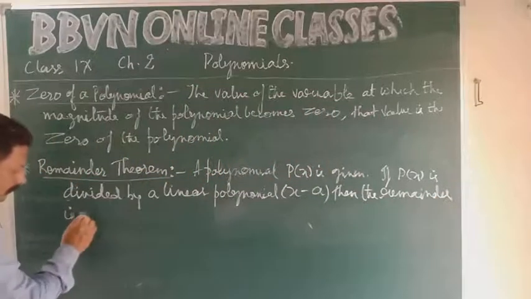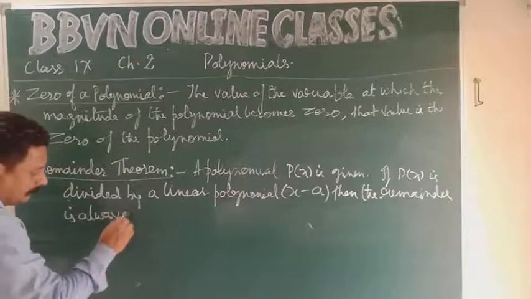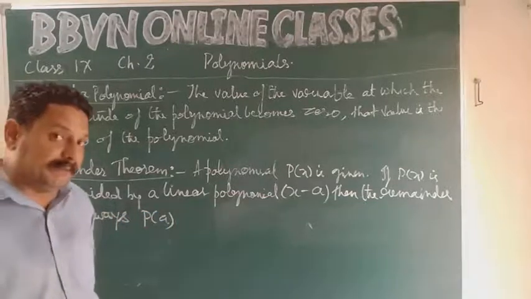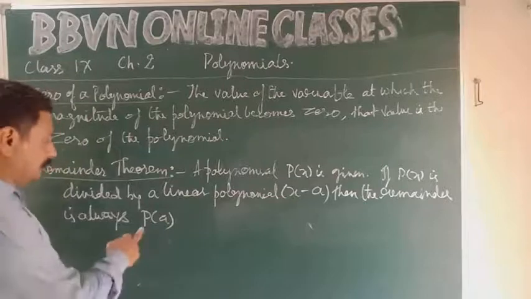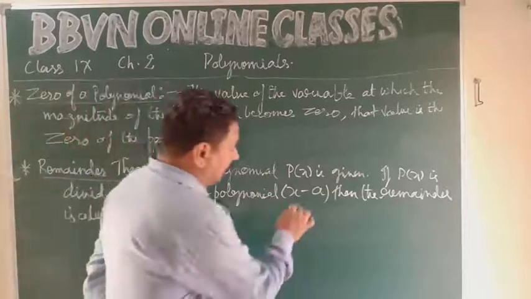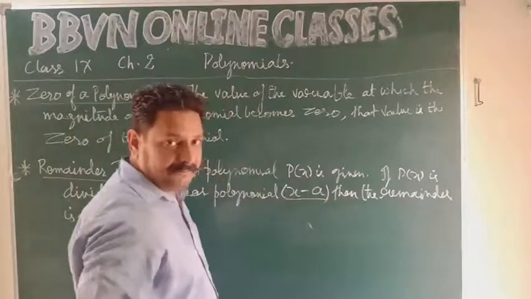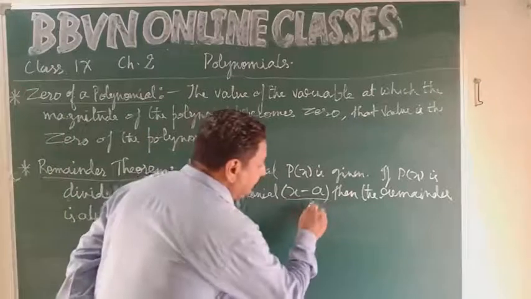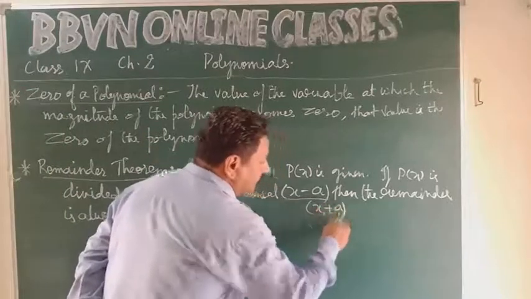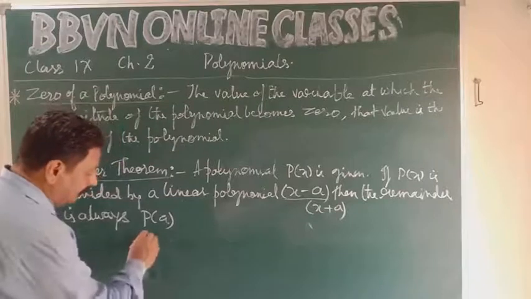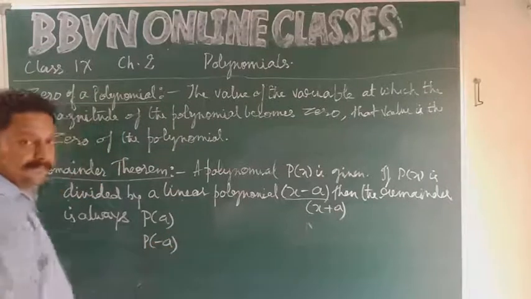is always p of a. Remainder is always p of a. In the polynomial p of x, substitute x equal to a. You are dividing it by x minus a, so the remainder will be p of a. The question is, what if I divide it by x plus a? In that case, the remainder will be p of minus a.